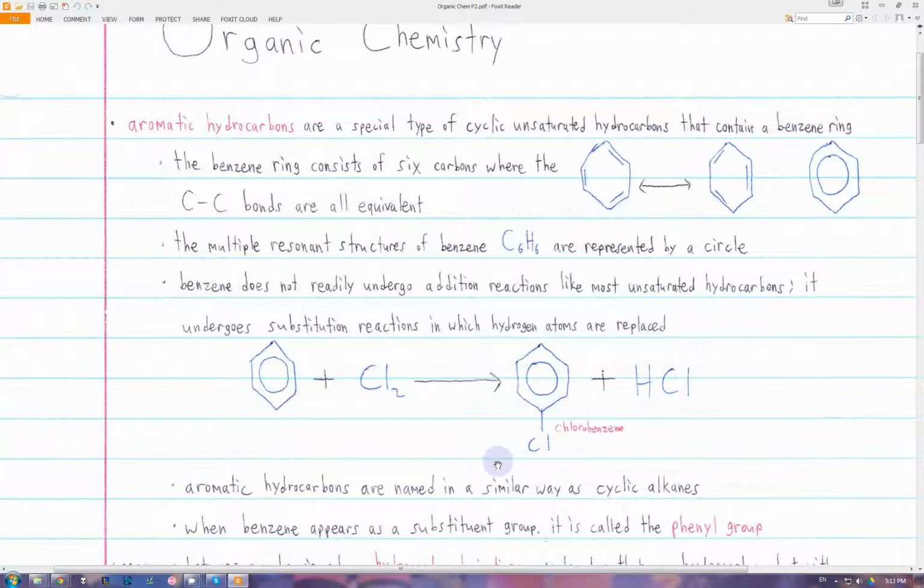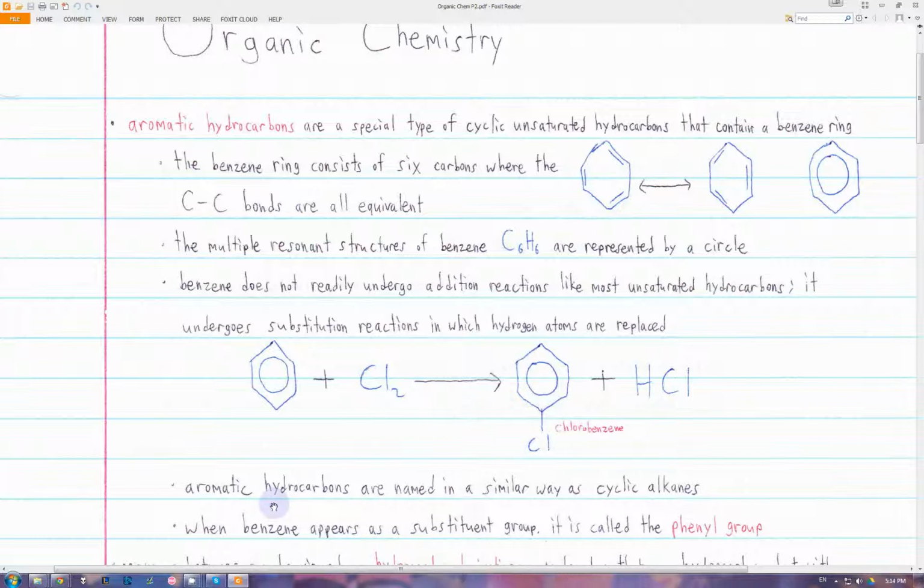And we name aromatic hydrocarbons similar to how we name cyclic alkanes. So, we number each of the carbons in the ring and use those numbers to indicate the position of the substituent groups. So over here, in this chlorobenzene, we would give this position a 1 in order for the substituent group to have the lowest number possible. So this would be 1-chlorobenzene.